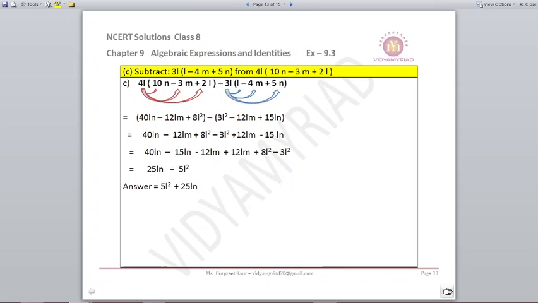Now let us solve this as a group. 40ln minus 15ln is 25ln. Minus 12lm plus 12lm both get cancelled, 0. 8l square minus 3l square is plus 5l square. We will just arrange it to get the final answer. It is 5l square plus 25ln.